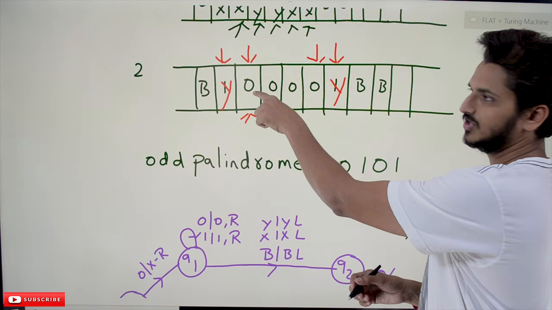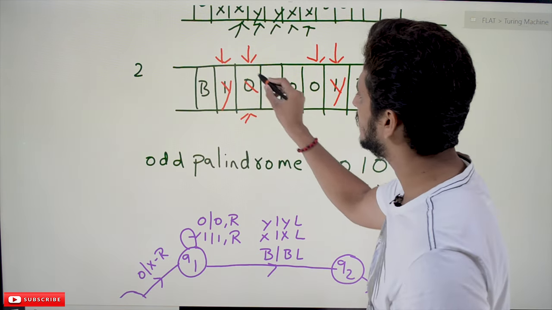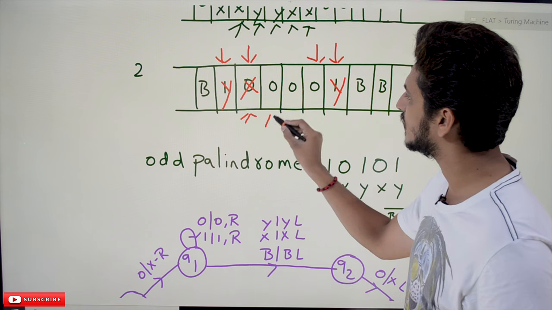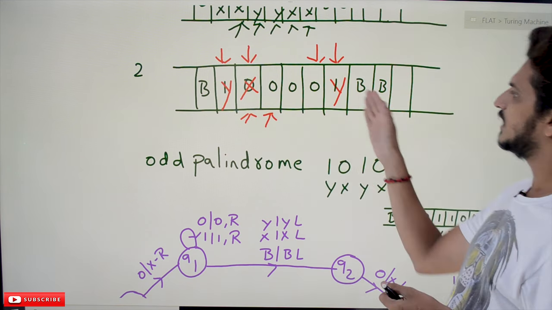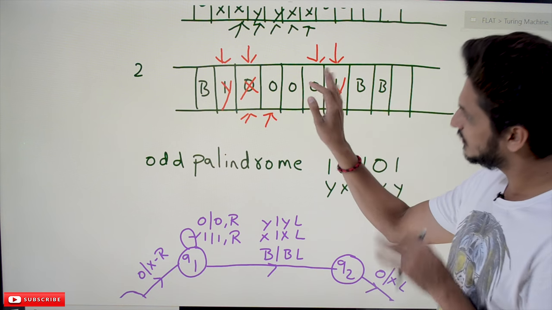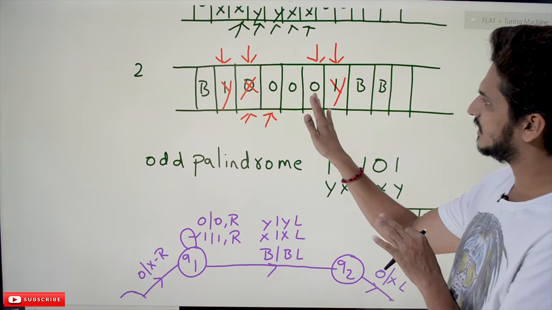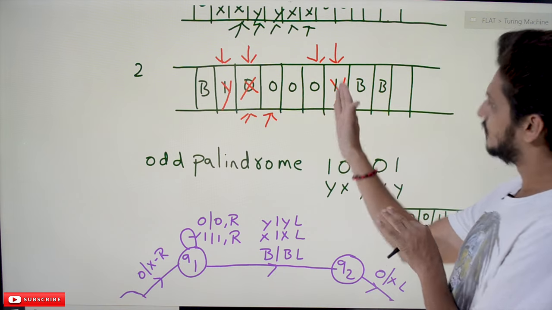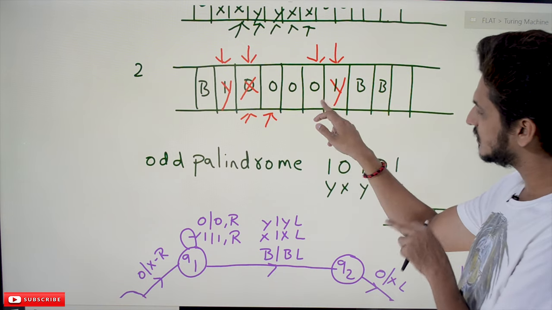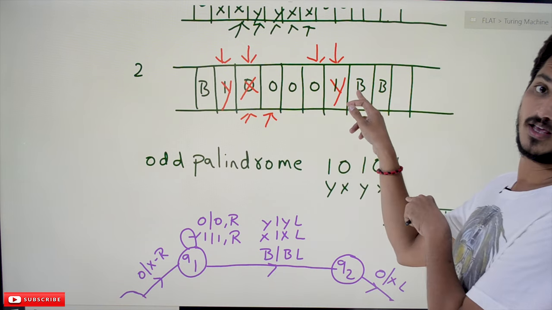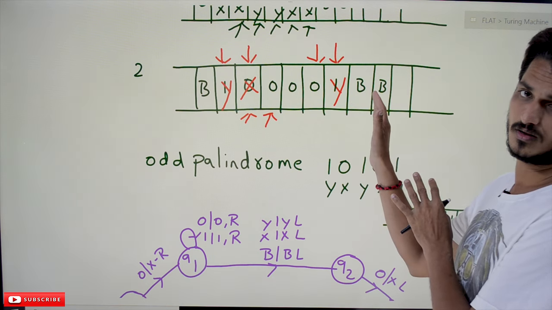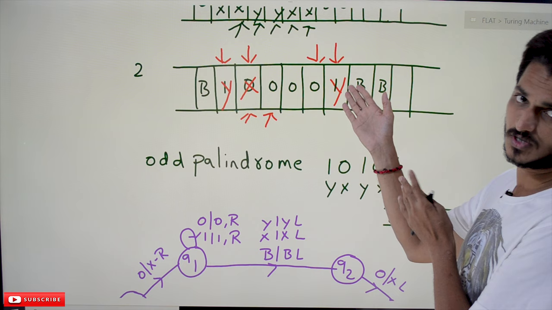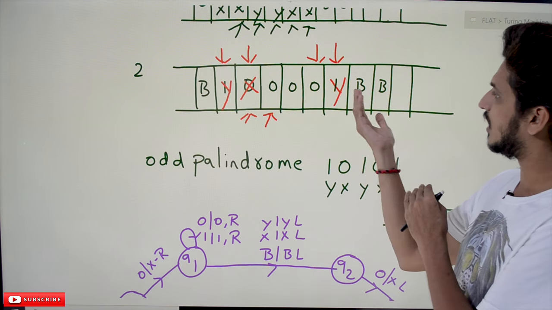If you find it as 0, convert it into x and move right. Again, we have to move till the end. If it is 0, keep it as 0, move right. 0, keep it as 0, move right side. Y. Yes, that means the end of the input. Input is over. We already changed some of the input.